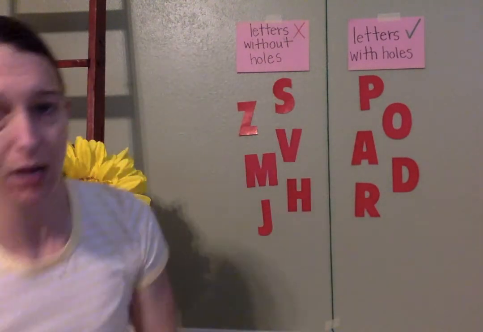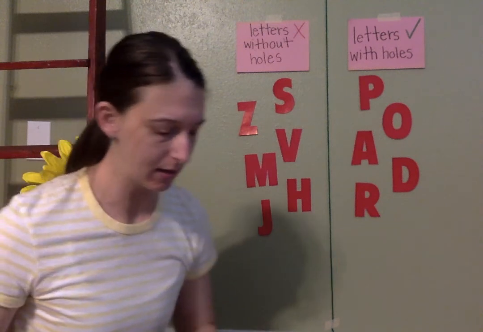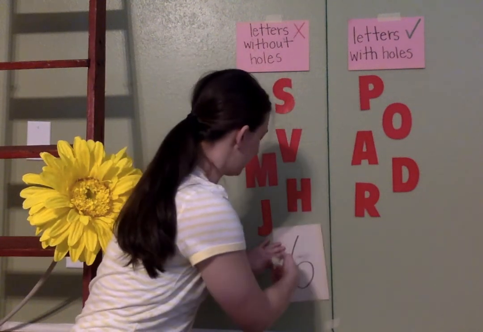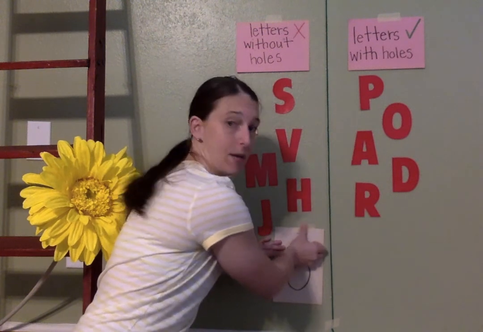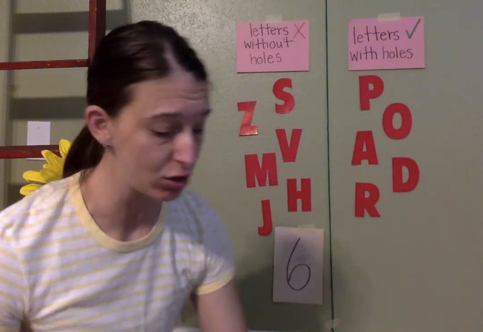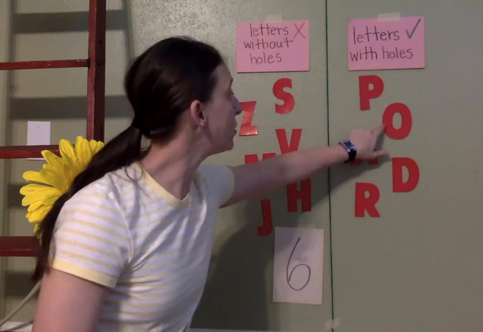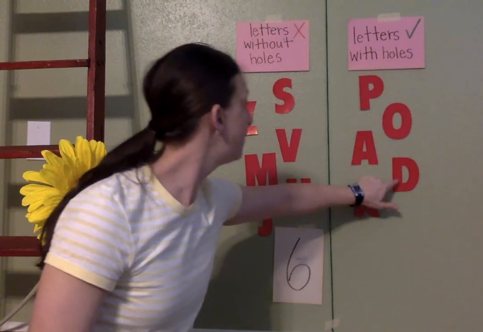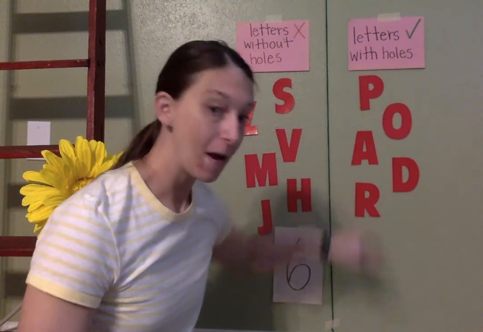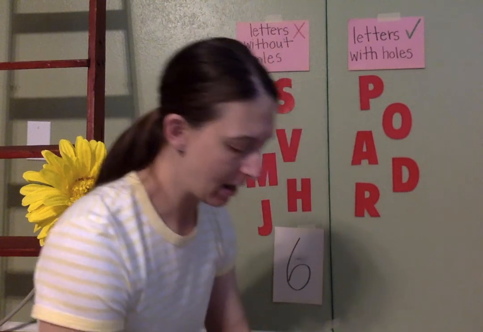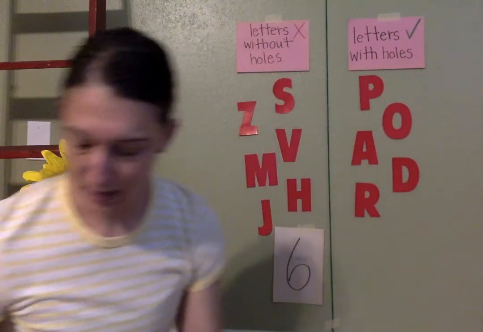All right, so let me put number 6 up here so we can see it. 6 letters do not have a hole. Let's count and see how many letters do have a hole. You guys ready? 1, 2, 3, 4, 5. 5 letters have a hole. So I'm going to write number 5 right here and tape it up so that we can see.